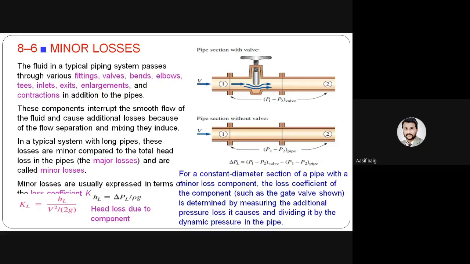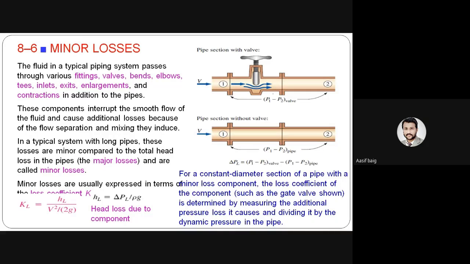These components interrupt the smooth flow of the fluid and cause additional losses because of the flow separation and mixing they induce. In a typical system with long pipe, these losses are minor compared to the total head loss in the pipe, which is the major loss, and are called minor losses. So the equation for the minor losses is V square by 2g. The head loss due to the minor is delta P_L, that is the loss in pipe length, divided by rho into g.